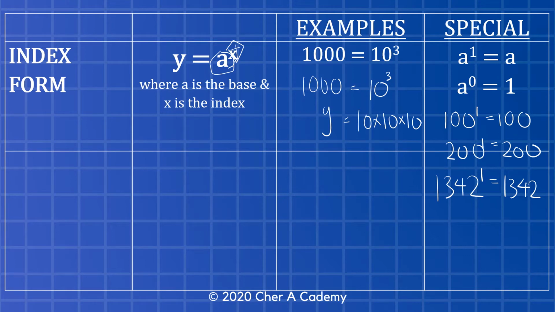Another special index form we need to know is a to the power of 0 is always equal to 1. For example, 100 to the power of 0 is 1. 200 to the power of 0 is also 1. 1342 to the power of 0 is also 1.